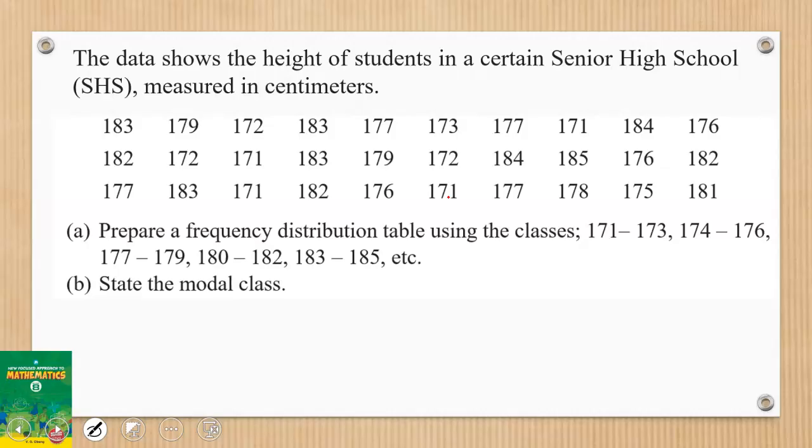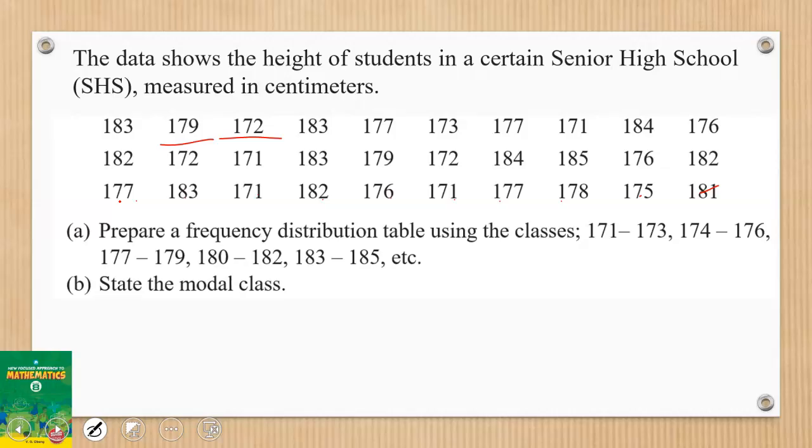This question says that the data shows the height of students in a certain senior high school measured in centimeters. So a particular student's height was measured and it's 183 centimeters. Somebody's own is 179, and that person is 172. So all this has been taken. There are a lot of them, 30 students in all, right? Because we have 1, 2, 3, 4, 5, 6, 7, 8, 9, 10, 10 by 3. So 30 students in all.